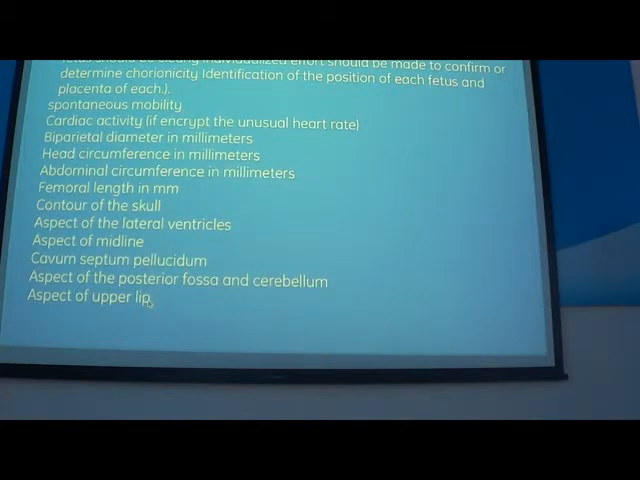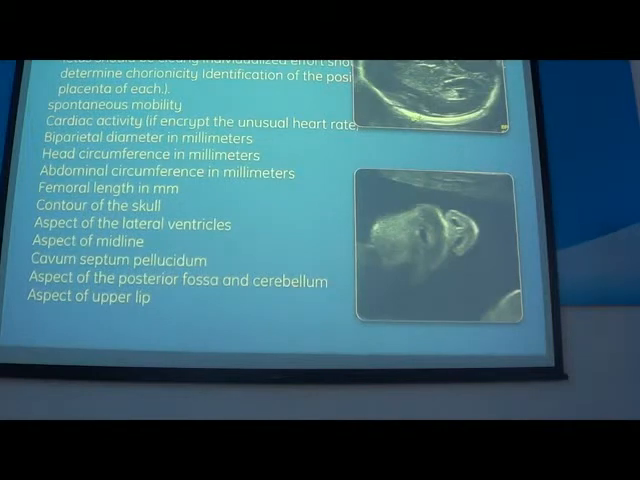And we have to give two pictures. This one with the biparietal measurement.